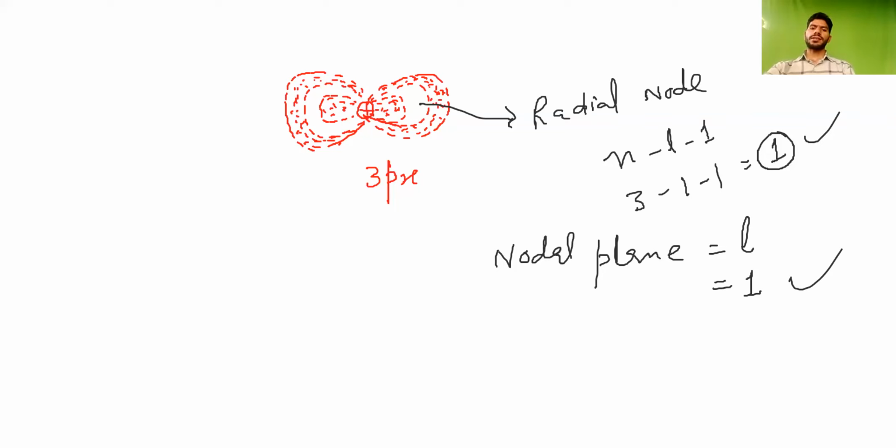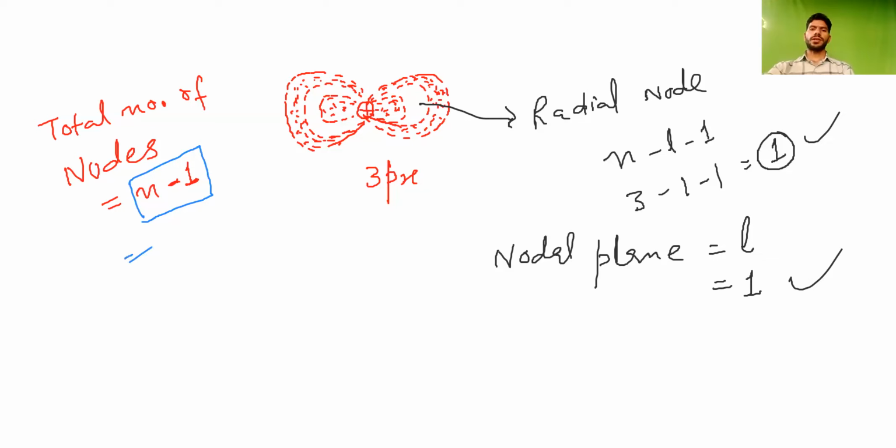Now, if the question is asked how many total nodes are there, can you tell me the total number of nodes in the case of 3p? The total number of nodes is given by the formula n minus 1. Will you remember this? n minus 1. The n value here is 3, so 3 minus 1 is 2. So total nodes are 2. And among these two, one is your radial node and another is your angular node, or what we also call a nodal plane. So have you noted this down? It's very important.